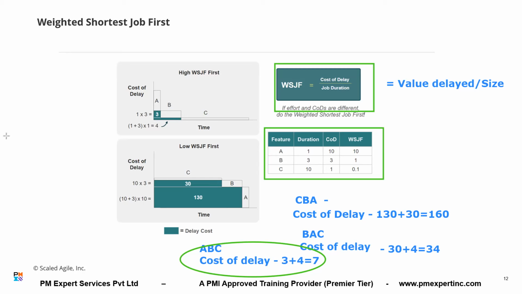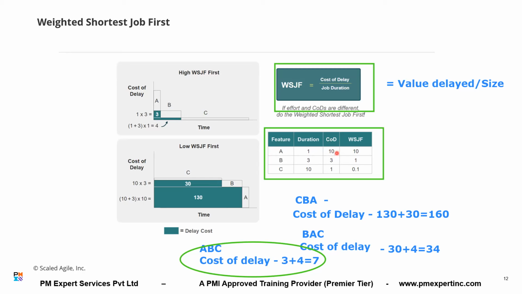See, Ekta, cost of delay means value delayed. And the job duration is size. For example, if I don't implement this feature now, this much will be the value delayed. Look at this feature in the backlog A. What is the cost of delay for it? 10. And the duration is only 1. So, is the value delayed very high if you don't deliver it now? Because cost of delay is value delayed per unit time. In this case, let's say per day.